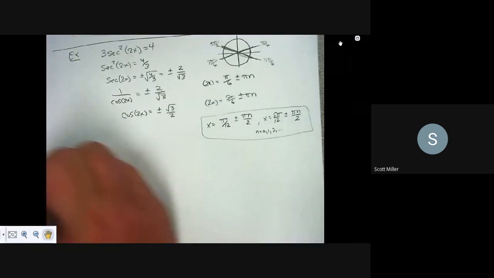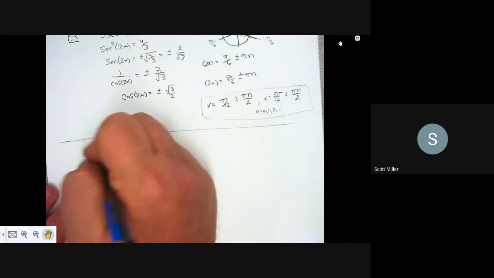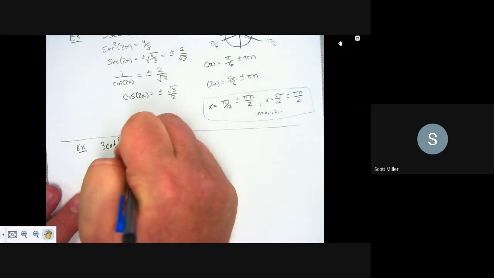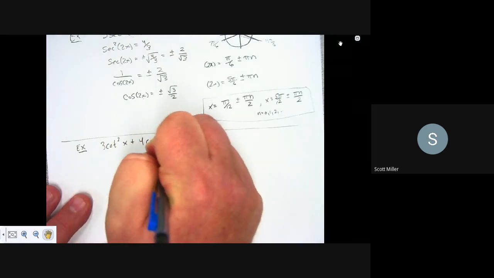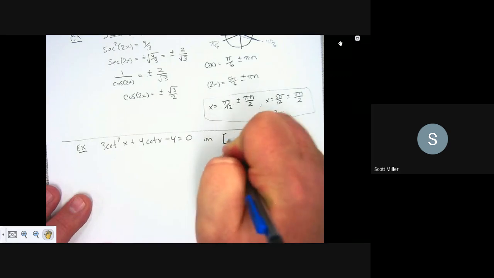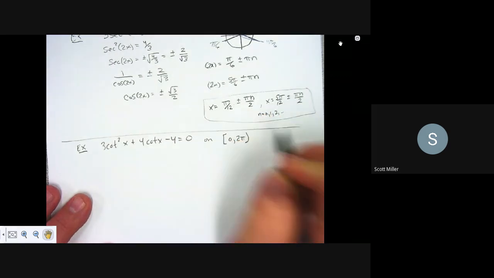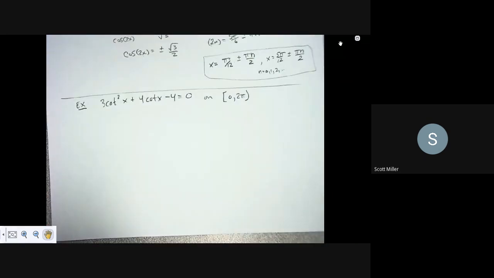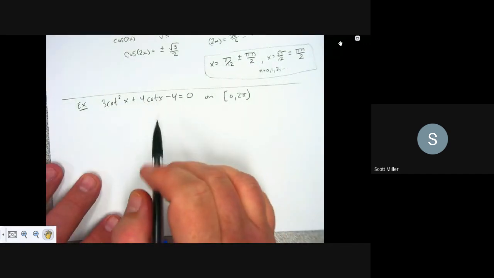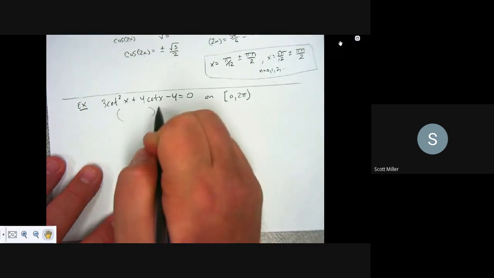And here's the last one I'm going to do for you guys in this video. 3 cotangent squared of x plus 4 times the cotangent of x minus 4 equals 0 on the closed interval 0 to 2 pi. Okay? So I see this as a quadratic. Hopefully you do too. We look to see if we can factor it, and we can.